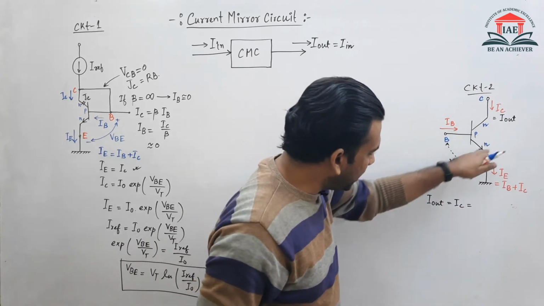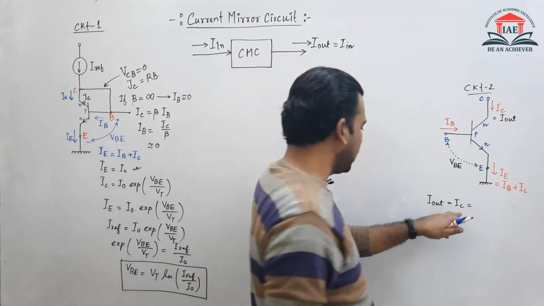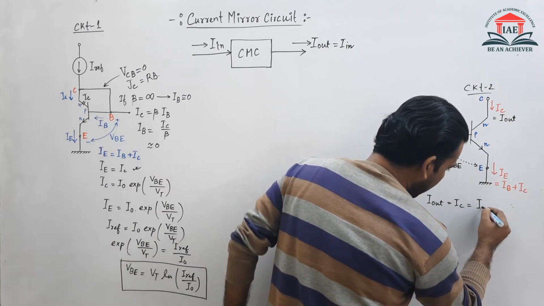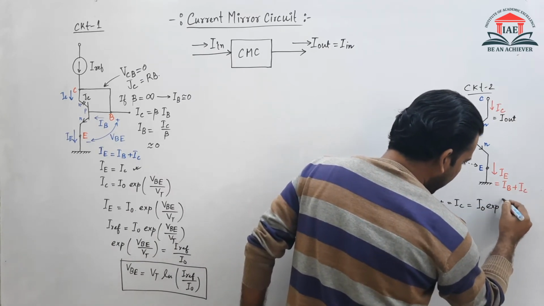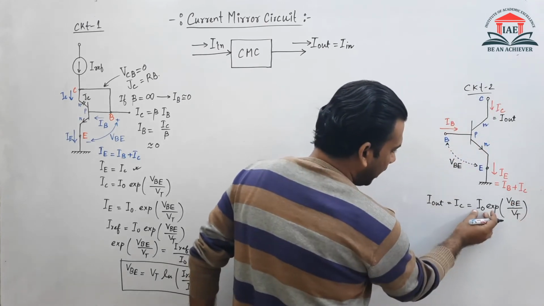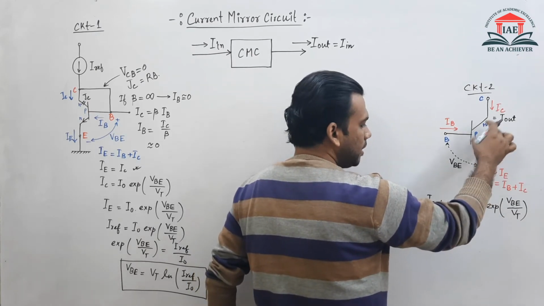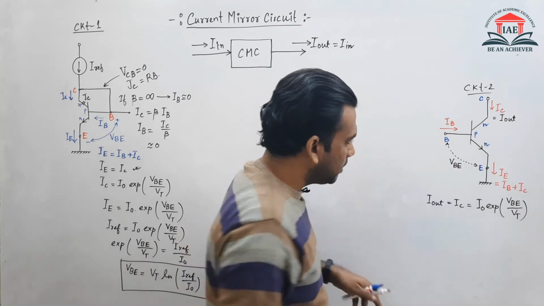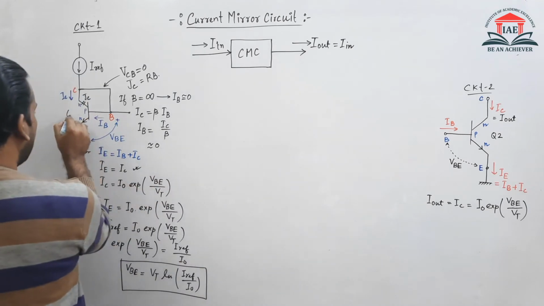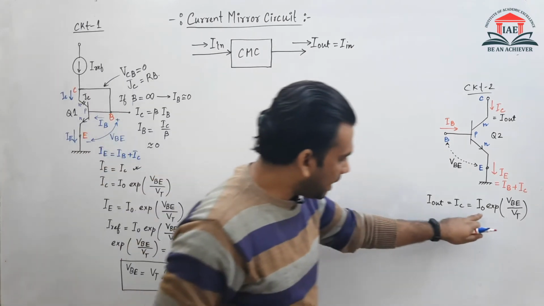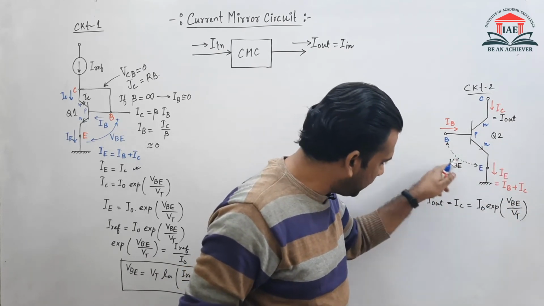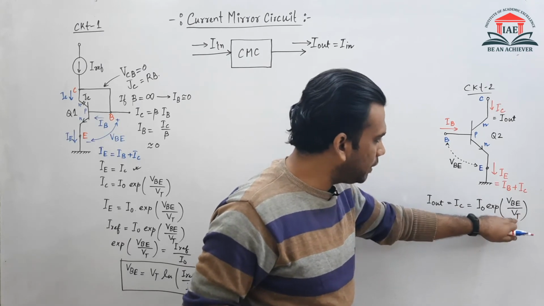Similarly, it is an NPN transistor, so what will be the current equation of IC? The same equation will come here: I0 exponential VBE divided by VT. What is I0? This I0 is the reverse saturation current of this transistor. Suppose I name this transistor as Q2 and suppose I name the other transistor as Q1. So this I0 is the Q2 transistor's reverse saturation current. This is the VBE voltage, and VT is the thermal voltage here.